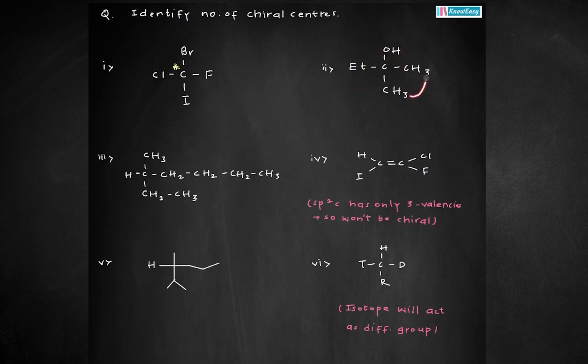Here two groups are the same, which means all four groups are not different, so we cannot say this particular carbon is chiral. It is not chiral.